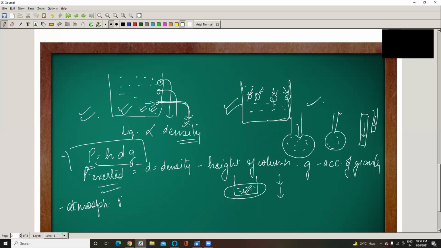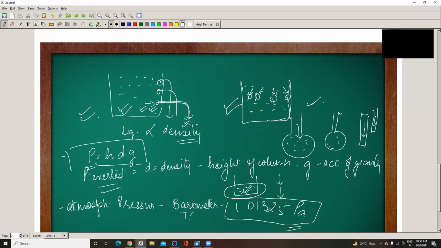Atmospheric pressure is measured by the instrument that is called a barometer. And we usually say that atmospheric pressure has a value of 1013. Ab aapko usko Pascal mein learn karna hai, ya phir aapko usko normal way mein learn karna hai, you can say 1015 Pascal. That is the value of the atmospheric pressure.